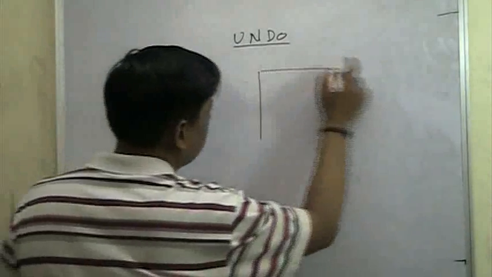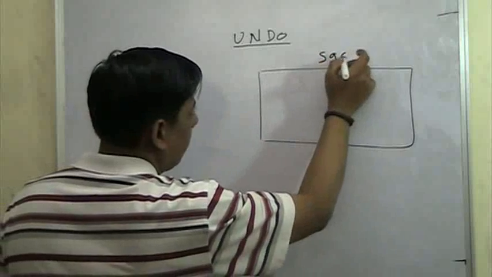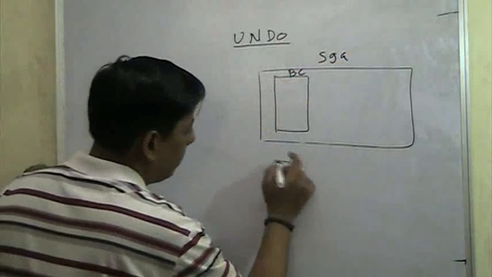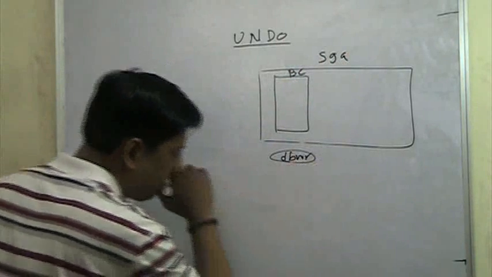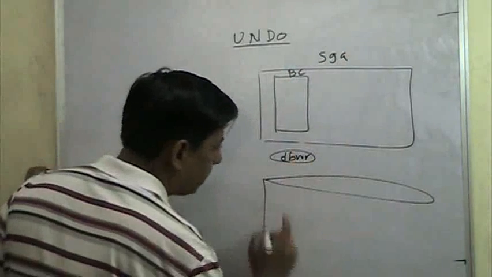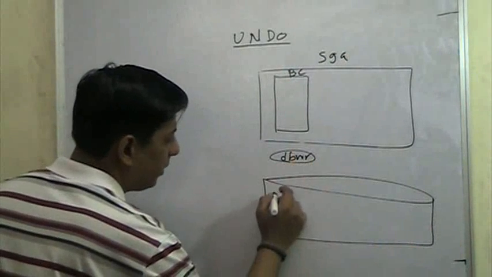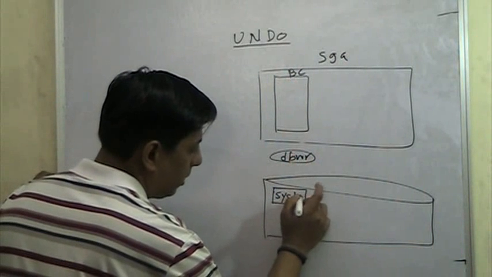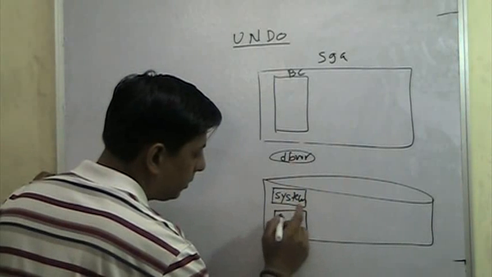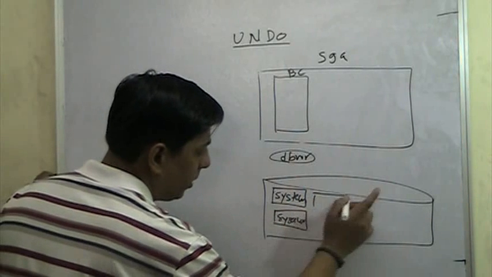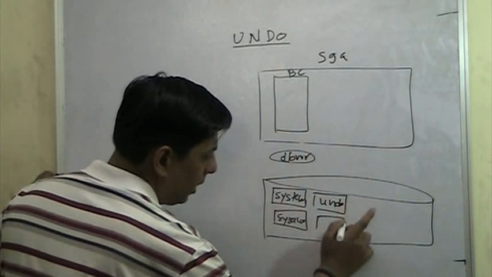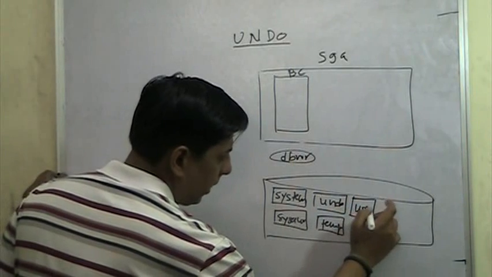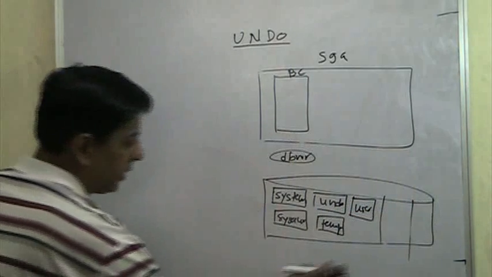If this is my SGA, inside SGA, the important thing is the buffer cache. Let us say this is the DBWR process, and here I have my hard disk. On my hard disk I have the system tablespace, or the data files related to the system tablespace. Then this will be sysaux. Then there would be an undo tablespace. That is what we're going to talk about, and obviously temp, and maybe one more, let us say user, and then obviously control files, redo files, all that stuff is there.